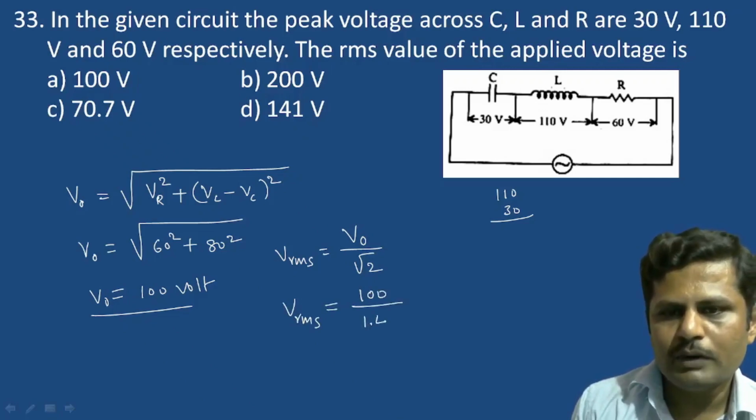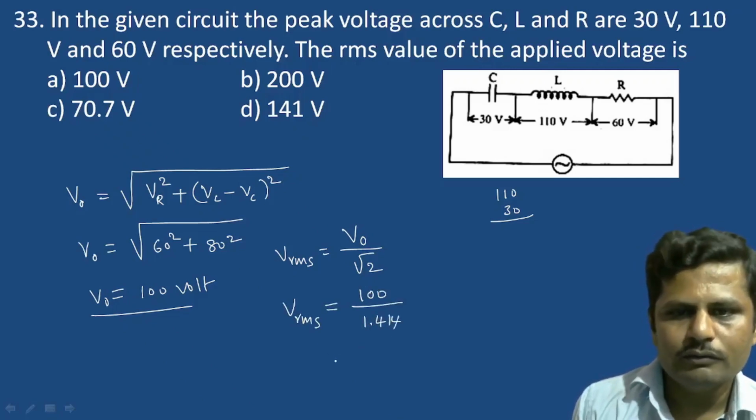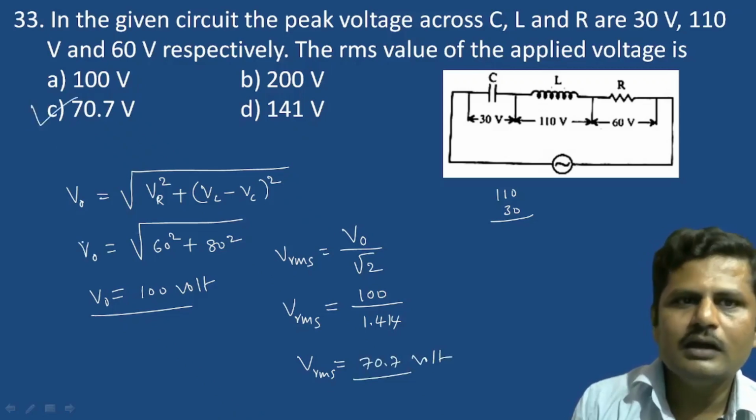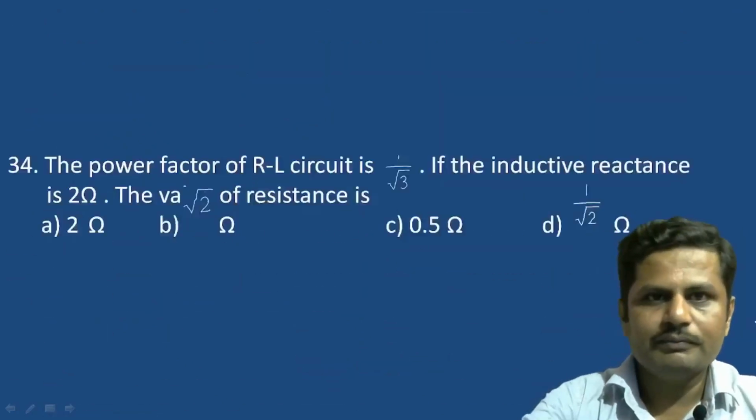So root 2 value is 1.414. So V_RMS is equal to 100 divided by 1.414. So this will be equal to 70.7 volt. Therefore, option C would be the correct answer for this question. Okay, let's see the next problem.